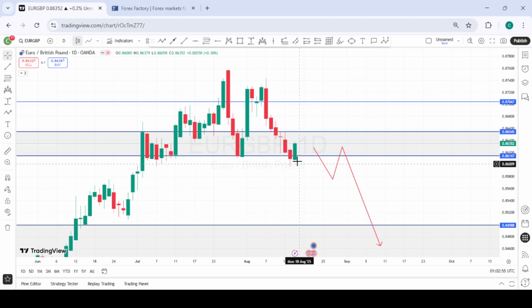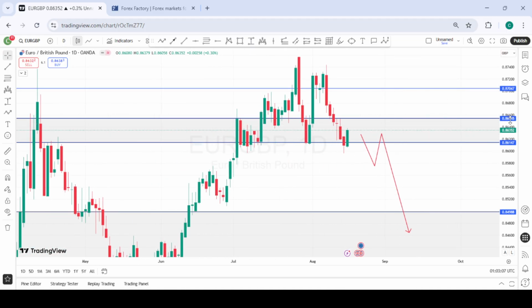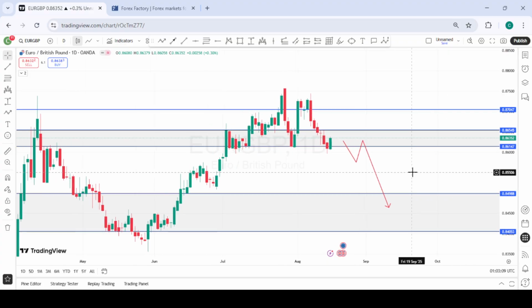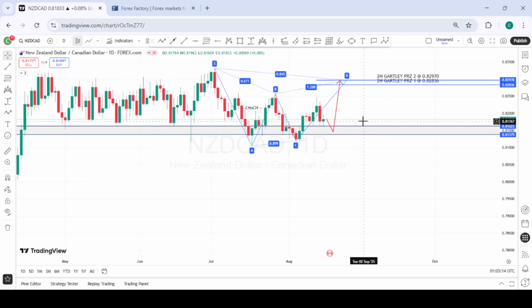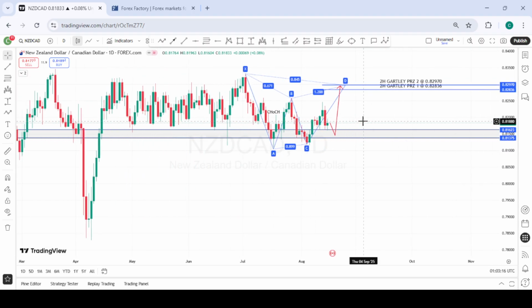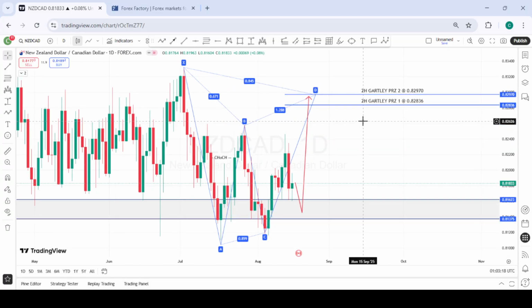So for the coming week, we'll be expecting a bearish push below this area of interest, give us a pullback into the area of interest, look for selling opportunities and sell to the downside. So I'm still bearish on EURGBP. And we had this setup from last week, NZDCAD.